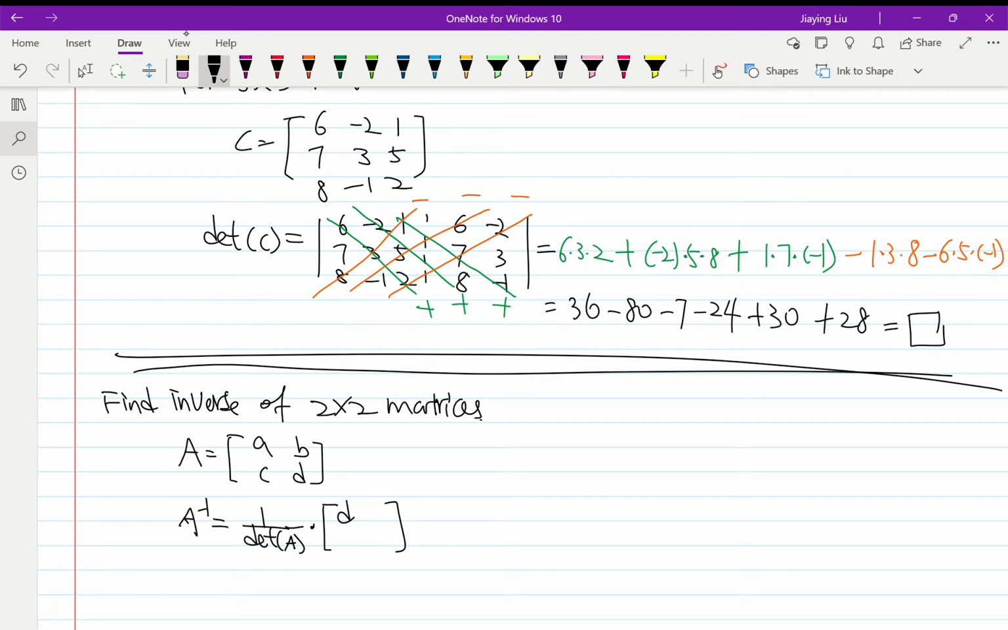So D goes in the first place, A goes in the last position, and the B and the C stay, but they become negative. So negative B, negative C. So this is a very specific formula. Don't get confused.